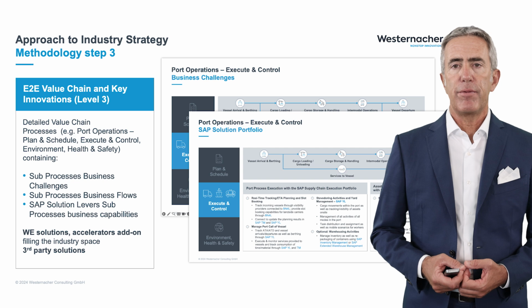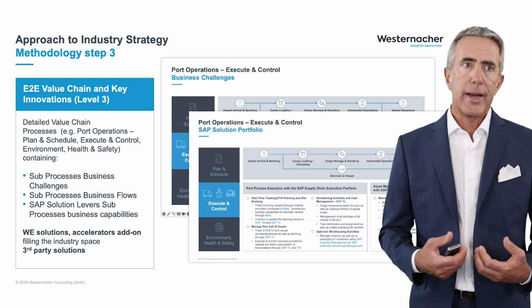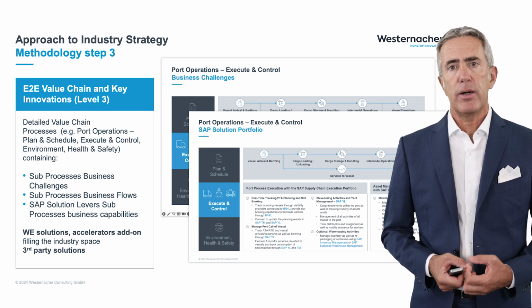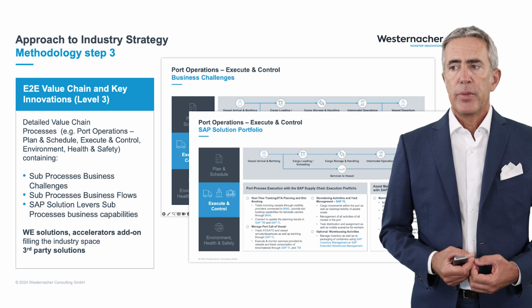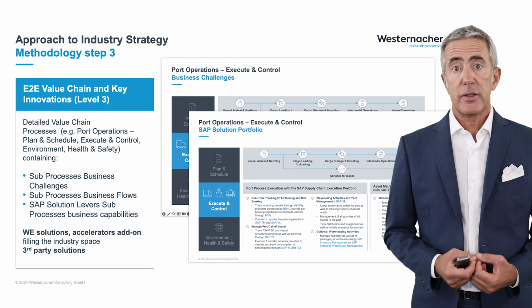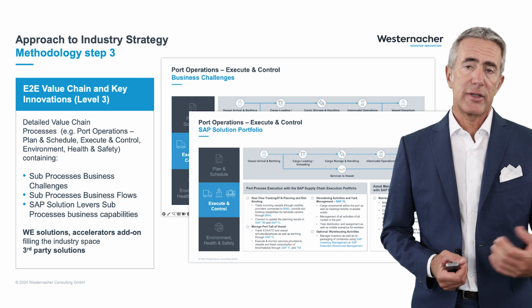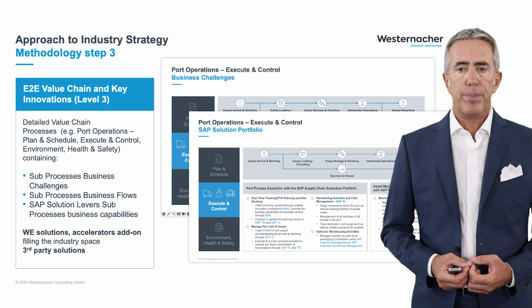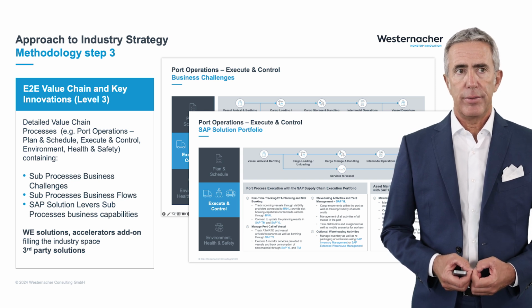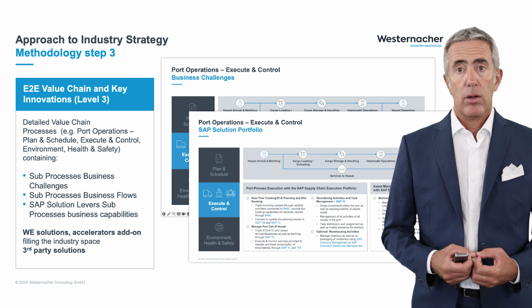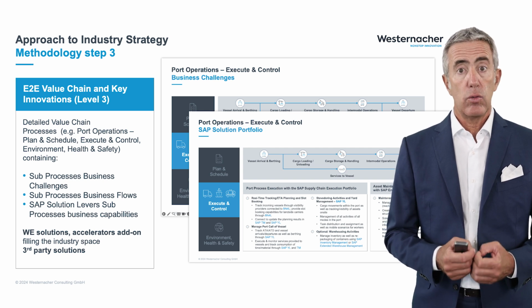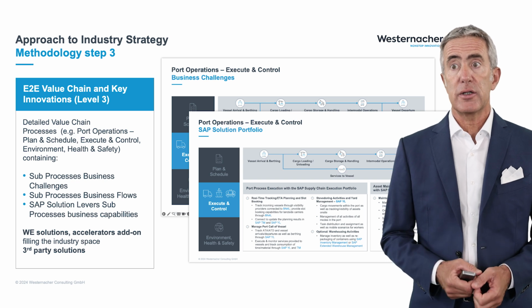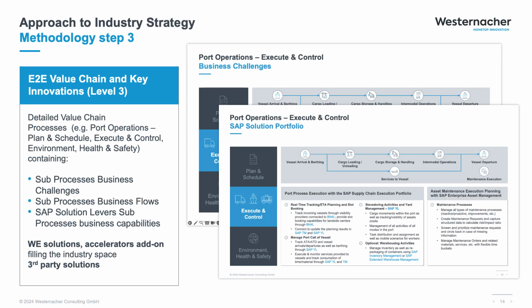But as well, we see, for example, that we can help companies manage better the assets they have in the maintenance process, in the full life cycle of a specific asset. So those are typical sub-processes that are very related to companies belonging to a specific industry, that in this example is the port operation industry.